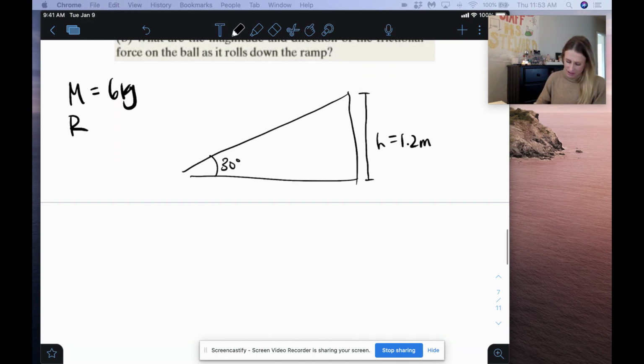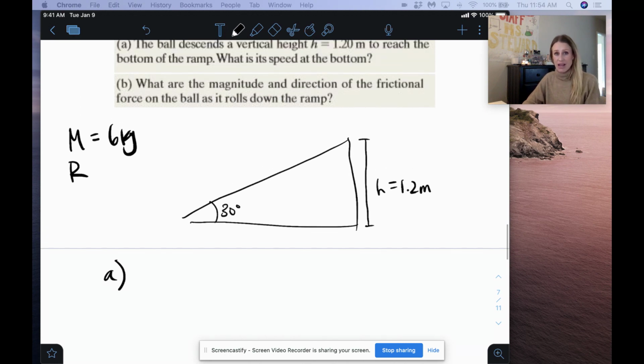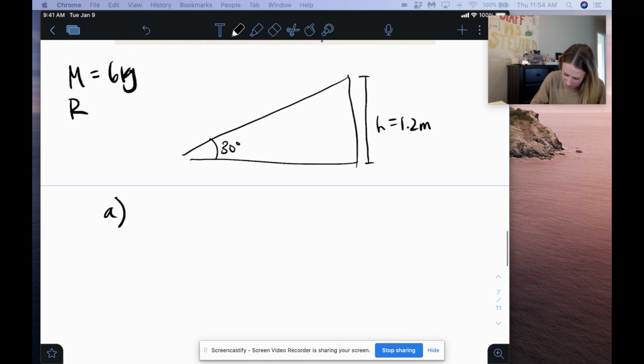Now, the hard part here is to remember that because we're rolling down a ramp, at the bottom of this incline, we don't have just translational kinetic energy, we also have rotational kinetic energy. So you have to have two equations for kinetic energy at the bottom. So for conservation of energy, we have energy initial equals energy final. All of our energy initial, of course, is potential energy because we're at zero velocity at the top.